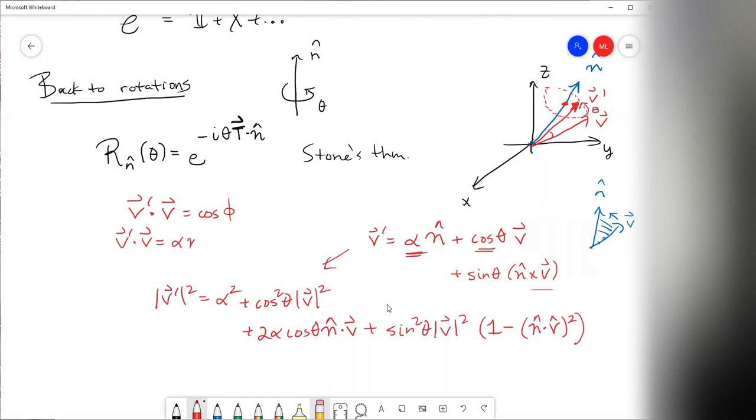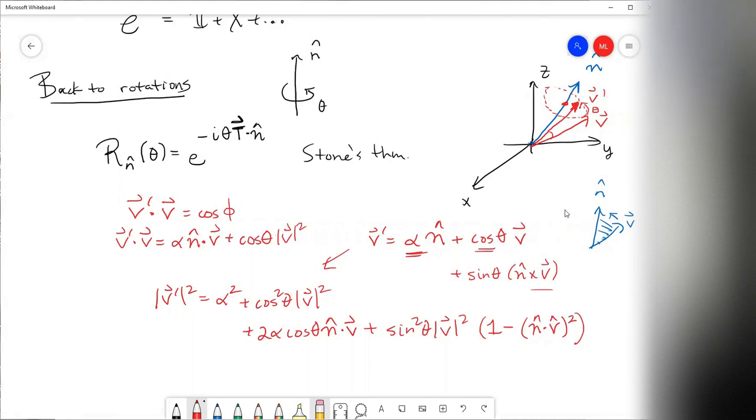I get alpha times n hat dotted into V plus, I mean, this part is cosine theta, but there's other stuff going on. So it's not, theta is the angle by which you rotate something. I follow, but my question is, when you said V prime is equal to alpha n hat plus cosine theta V, that's the component I would like to know, where's that coming from? That's what I want to know.